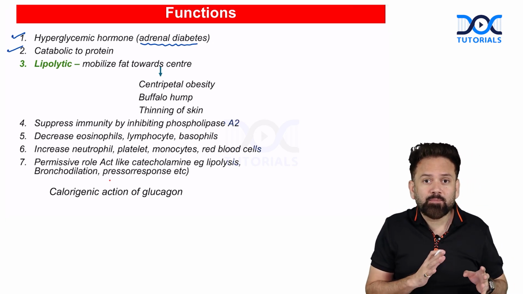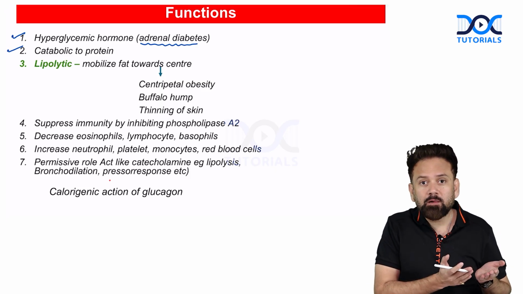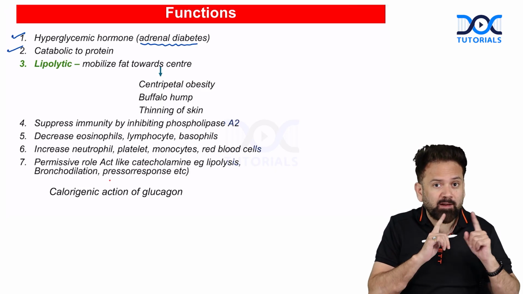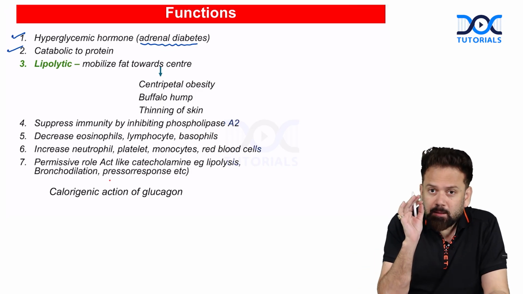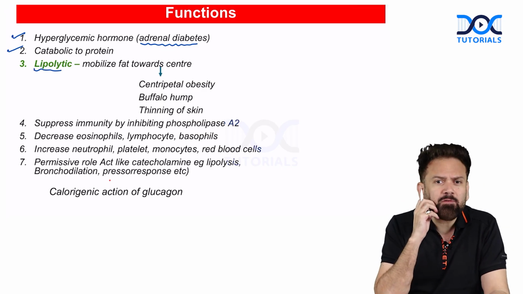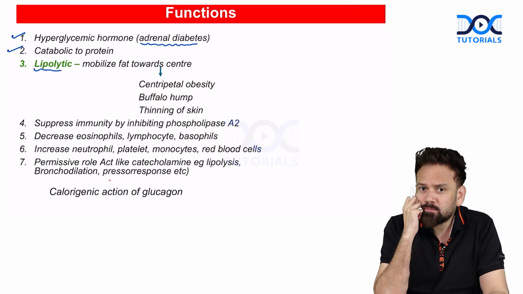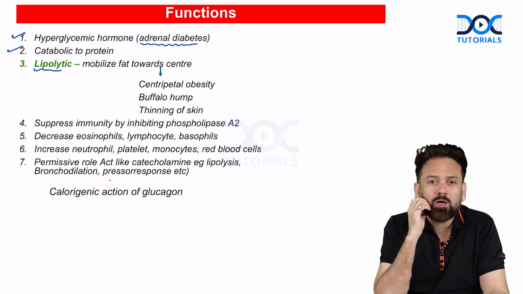Again, I am comparing. So when you compare, you will understand. Growth hormone was anabolic. IGF was anabolic. Both were having the same action. But here, it is catabolic to protein. But it is also lipolytic. It is dissolving the fat like growth hormone. Somewhat like growth hormone, but not like growth hormone.